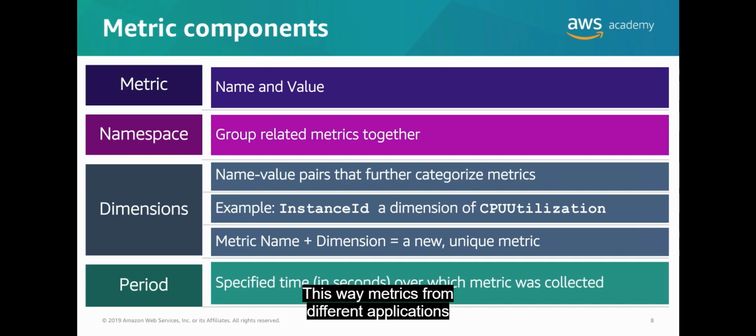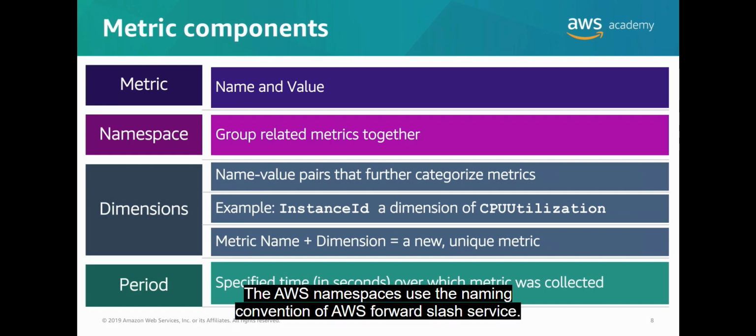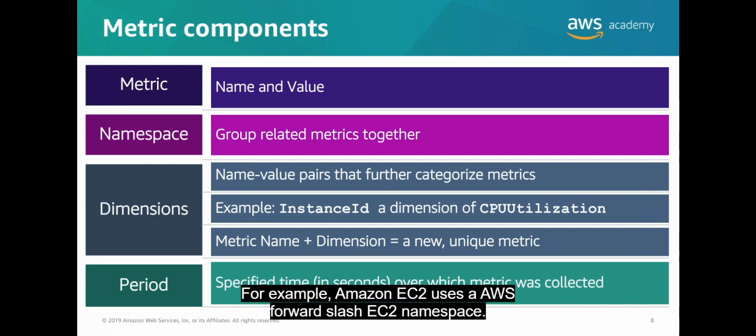This way, metrics from different applications are not mistakenly aggregated into the same statistics. The AWS namespaces use the naming convention of AWS/service. For example, Amazon EC2 uses the AWS/EC2 namespace. A dimension is a name-value pair that uniquely identifies a metric. You can assign up to 10 dimensions to a metric.